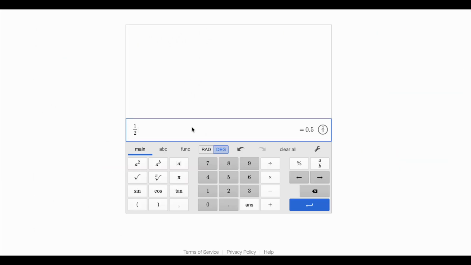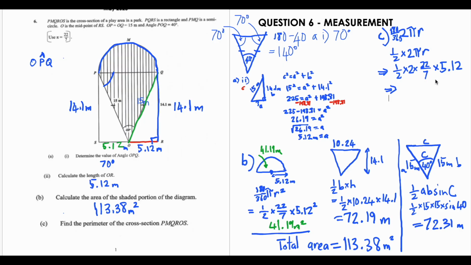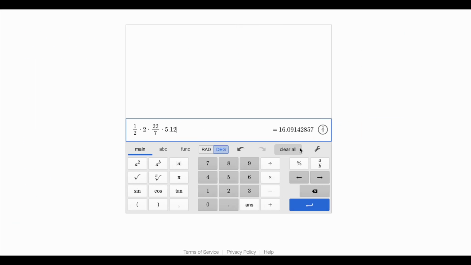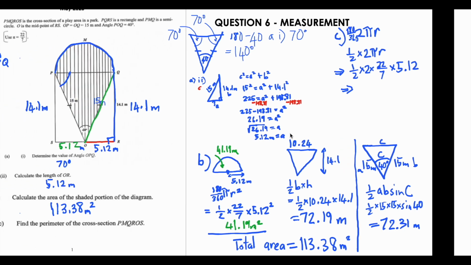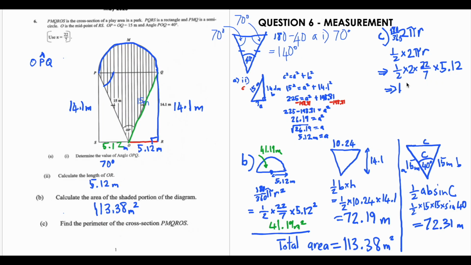Alright, so once we work that out, we will get this. Half times 2, so obviously this is going to cancel out, times 22 over 7, and then we multiply that by 5.12. Okay, so that's what we're working out. Once we do that, we get 16.09. So 16.09 meters is the distance of this curve here.